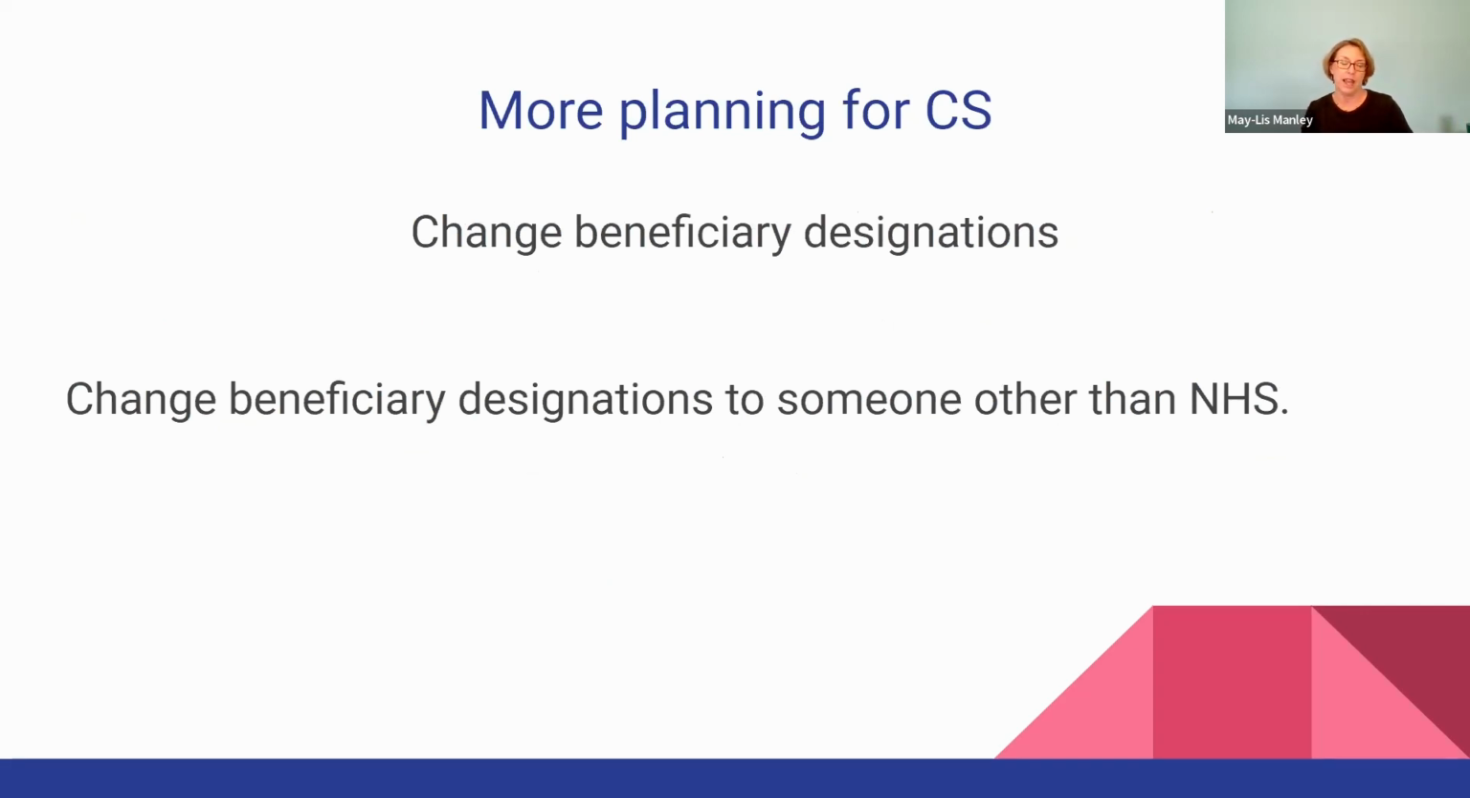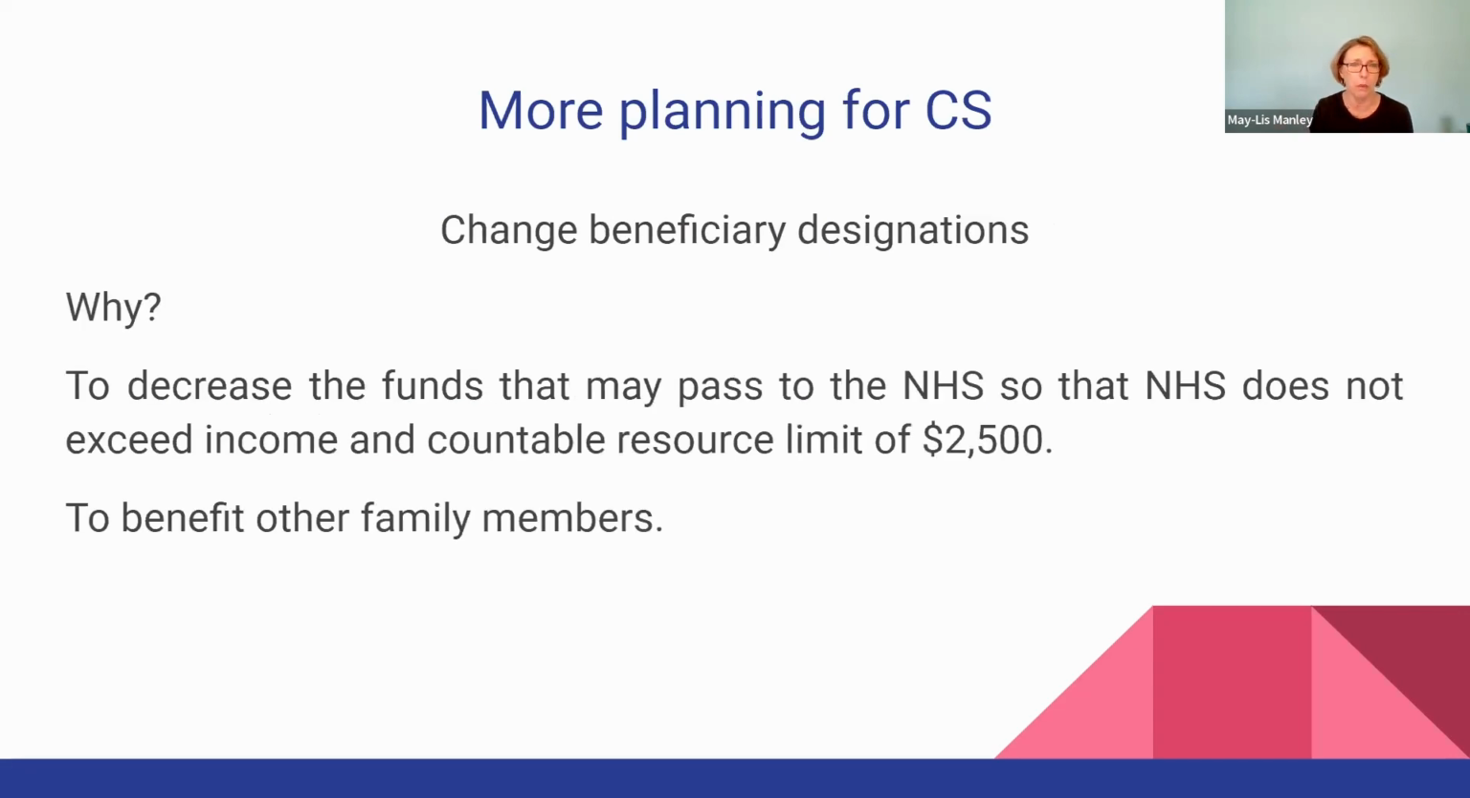So other actions that the community spouse should take are check their beneficiary designations and change the beneficiary designations to somebody other than the nursing home spouse. Name their children, for example. Why do this? Again, we want to decrease the funds that may pass to the nursing home spouse because we want the nursing home spouse to not receive excess income and to not receive excess countable resources.